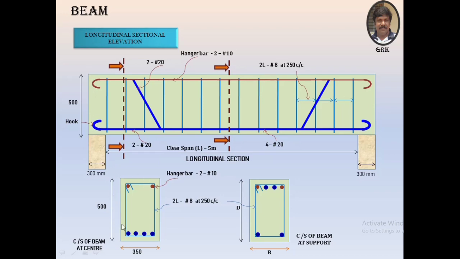In the cross section here, this is a cross section which has been taken at the center of the beam, that is this one. We are taking the cross section. You can find here 4 bars of 20 mm dia, which is the main steel provided at the bottom. So all these 4 bars you can see here. And these are the 2 holding bars provided at the top.